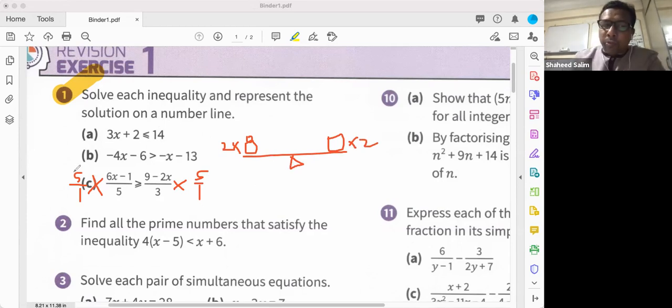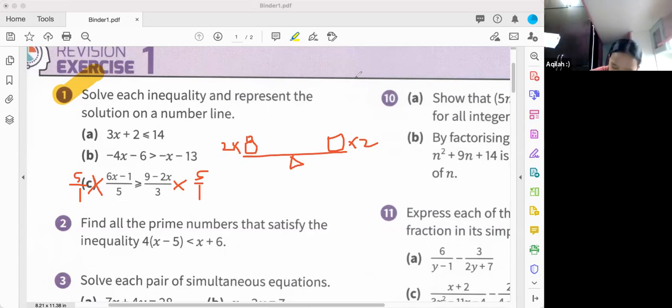But why do we want to times by 5? Because we want to get rid of the 5. So after that, you can times by 3 to get rid of the 3. Then you must times the other side also. Are we okay? Okay. Yeah.